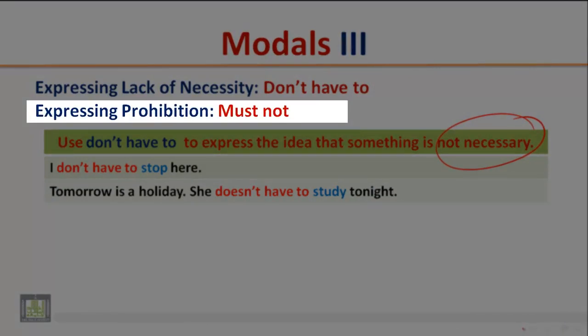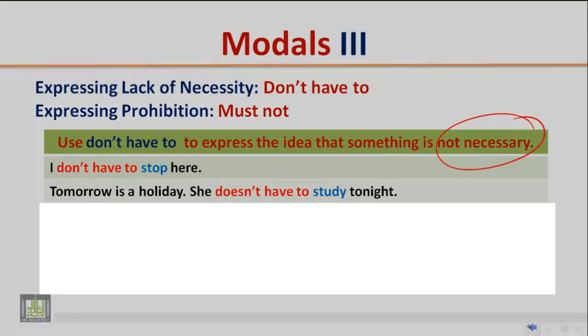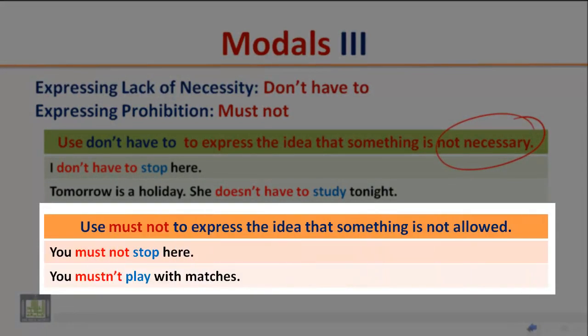Expressing prohibition, must not. Use must not to express the idea that something is not allowed. Examples: you must not stop here. This sentence implies that you cannot stop here. You mustn't play with matches. This sentence implies that playing with matches is prohibited.